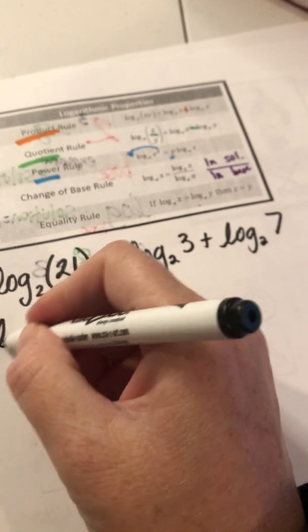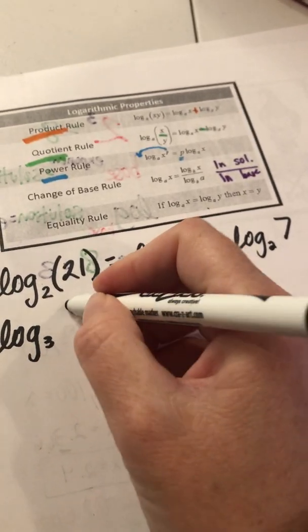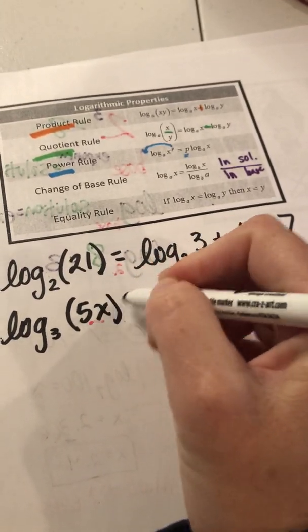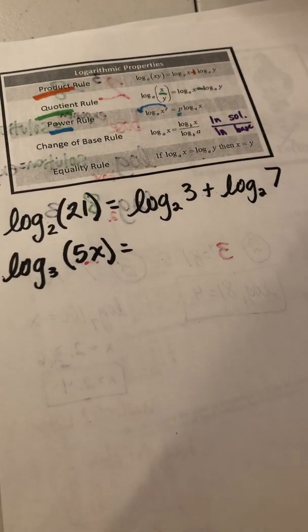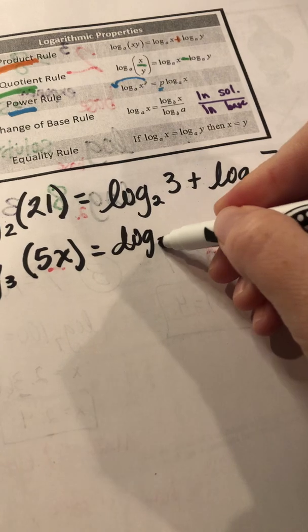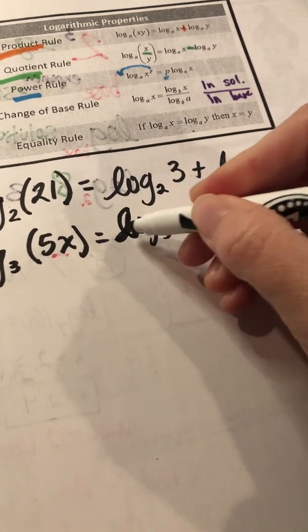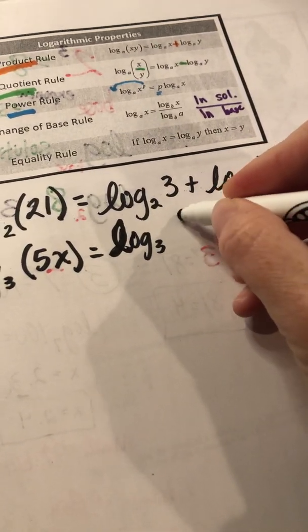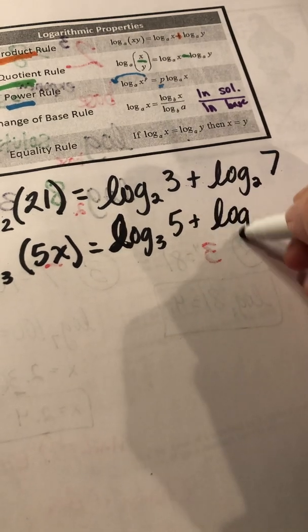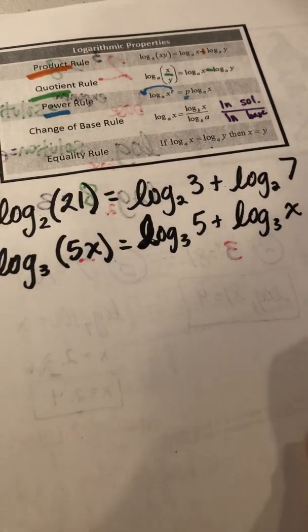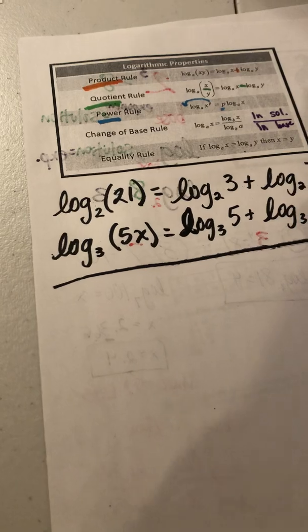And so then I would say, all right, I want you to try log 3 of 5x. And I'd say you expand it. So you try it. You can always pause. That looks like a dog. Come on, Cooper. Log 3 5 plus log 3x. Right? No big deal. Okay, that's product.